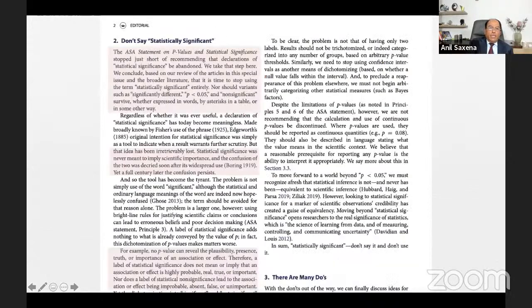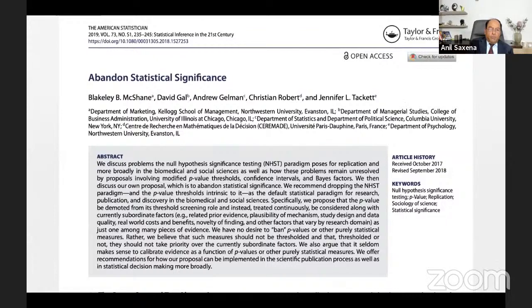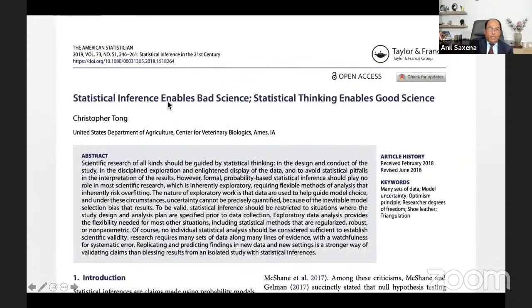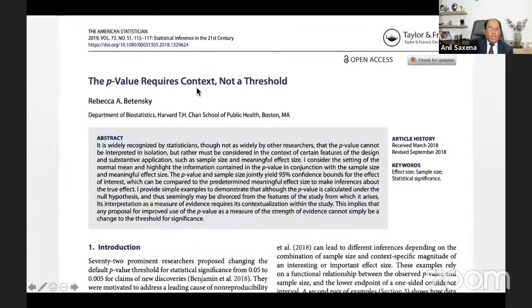And they said very clearly that we don't want people to write statistically significant. They say we want to drop this completely, and neither should variants like statistically different or p less than 0.05 and non-significant survive, because we should just tell the exact probability, and clinicians should be able to take the decision based on the exact probability whether they want to accept those results or not. So there were many articles in that issue: abandon statistical significance, statistical inference enables bad science, statistical thinking enables good science. Or they say that p-value requires a context, not a threshold.